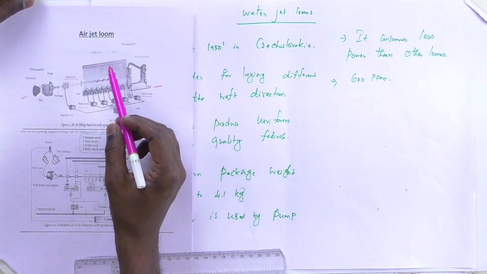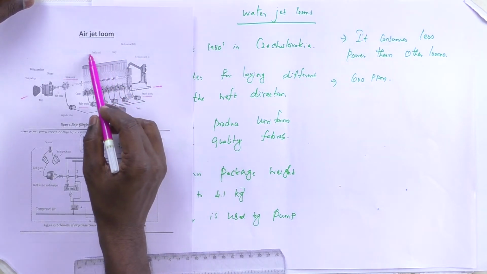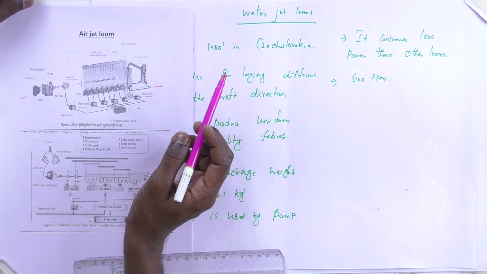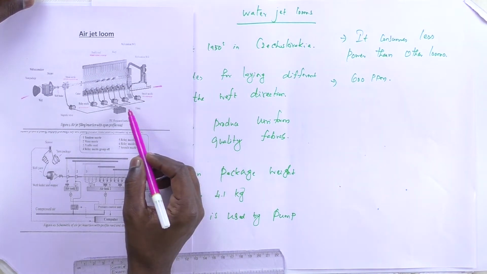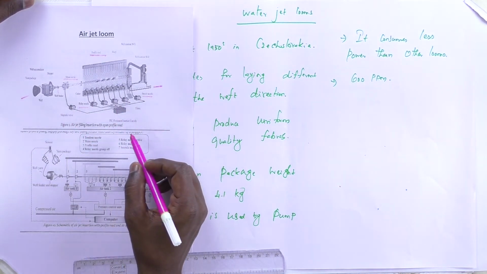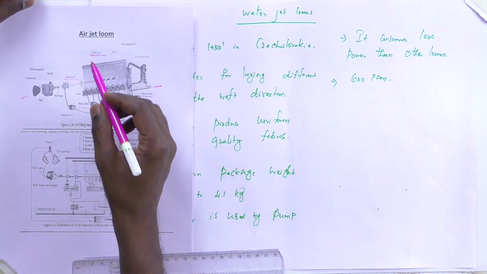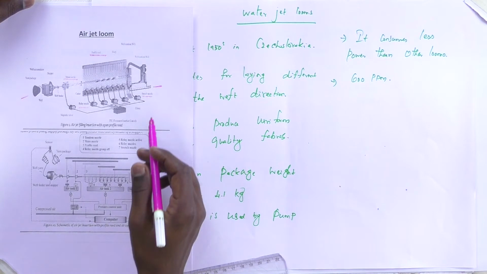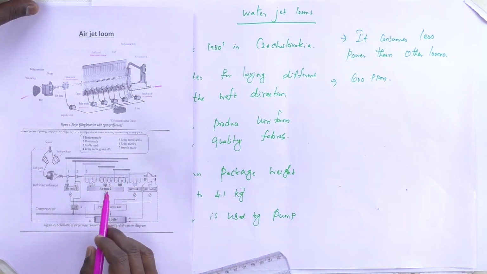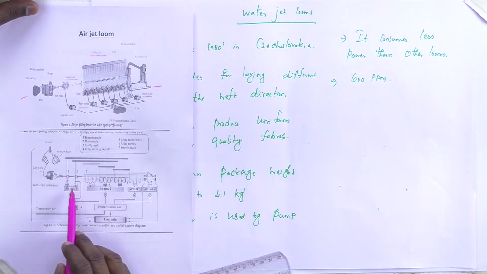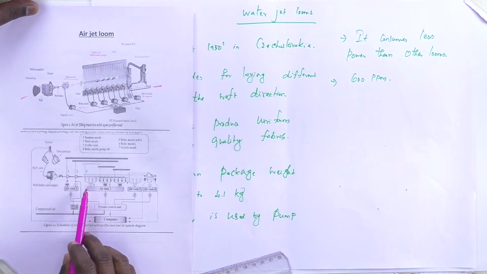The reed used in air jet loom is a profile reed, and the weft yarn is inserted with the help of air. The air jet filling insertion with the open profile reed. This is a diagram. The second diagram clearly explains the weft insertion sequence.